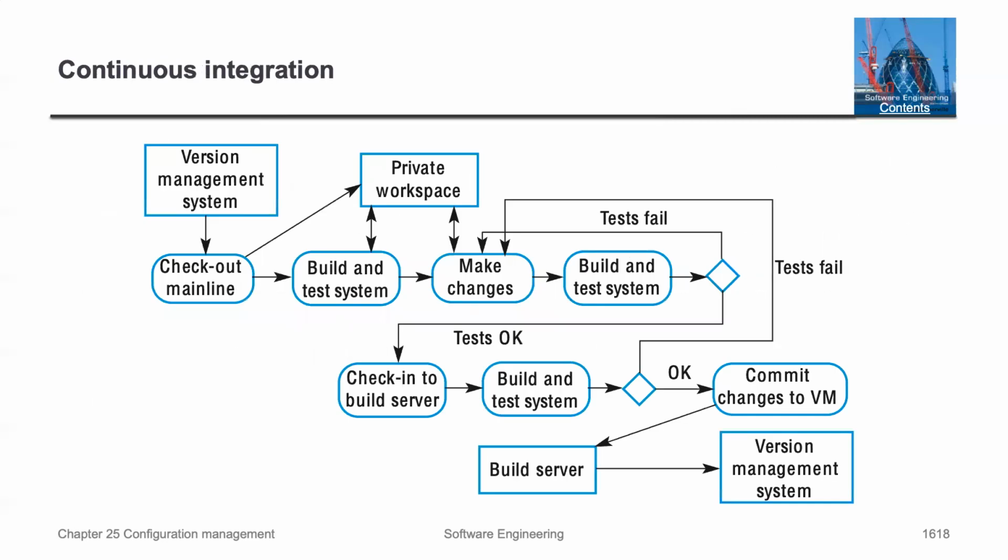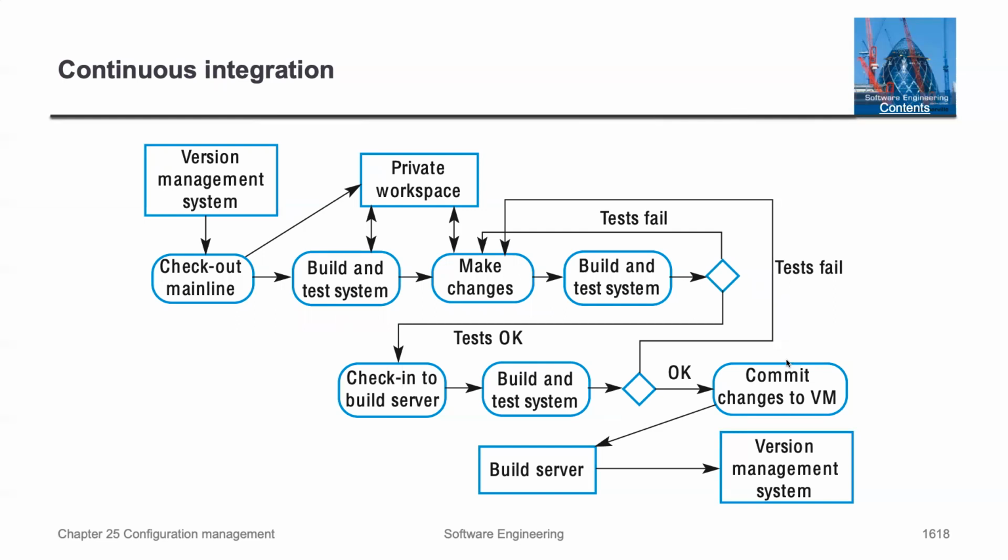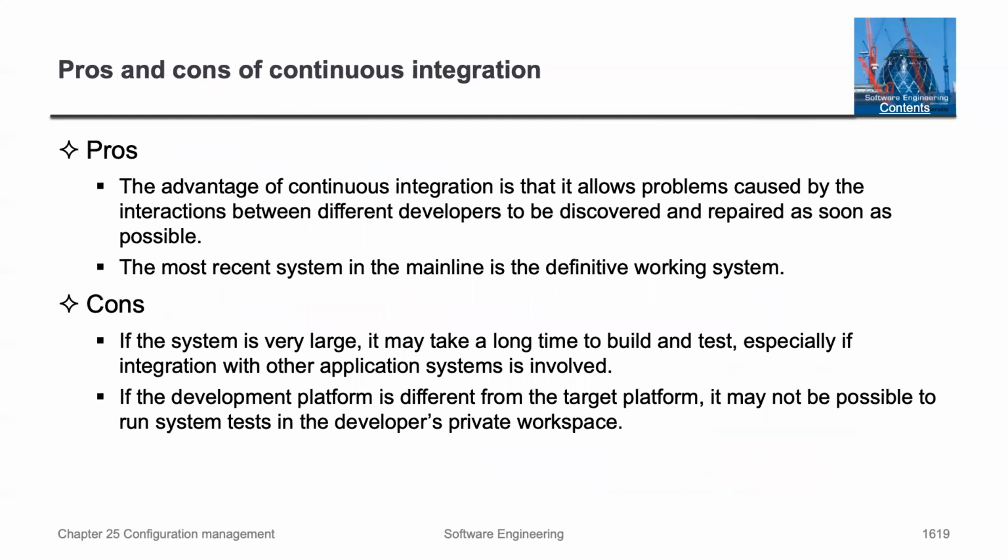So here is an illustration of continuous integration and how that would work. You can see how this process slowly works through the whole thing from beginning to end. So what are the pros and cons of continuous integration? For pros, the advantage of continuous integration is that it allows problems caused by the interaction between different developers to be discovered and repaired as soon as possible. The most recent system as a baseline is the definitive working system.